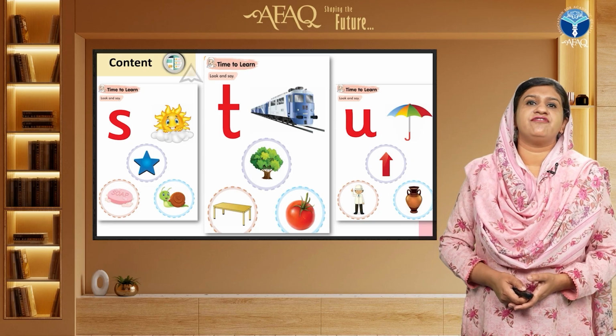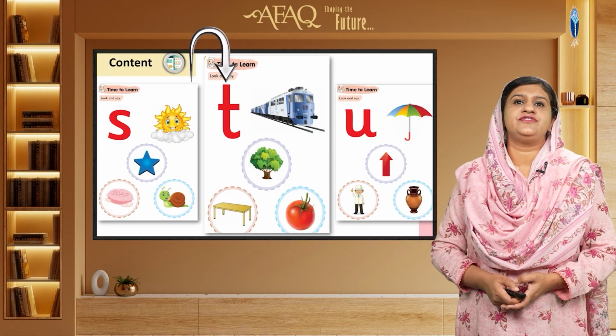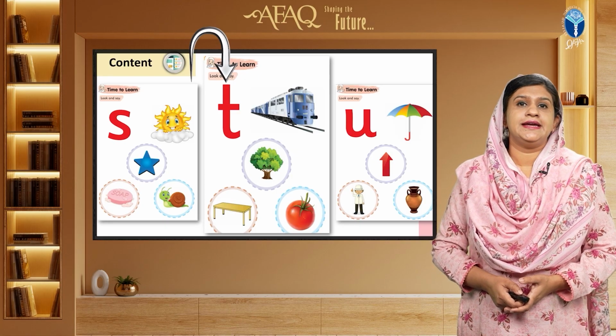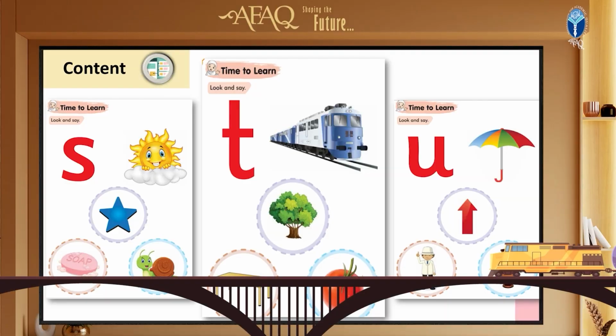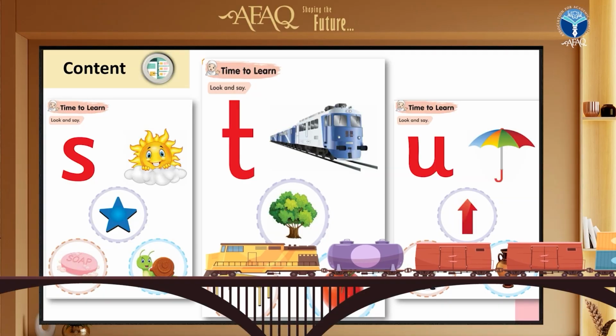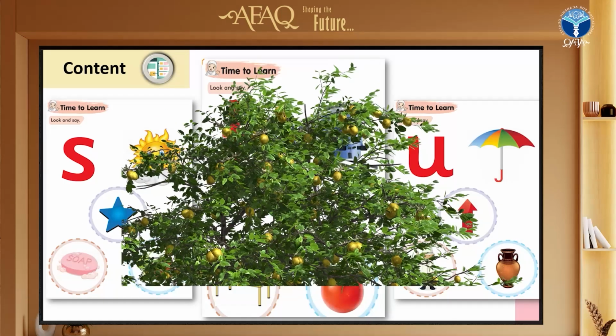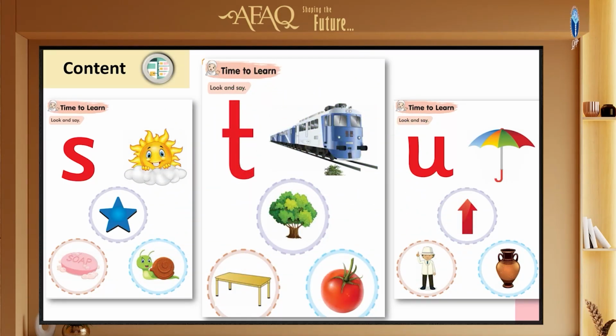After S, we have the letter T, and the sound of T is T. It's not "tee", my dear kids. It's T. T, train. T, tomato. T, tree. And T, table.